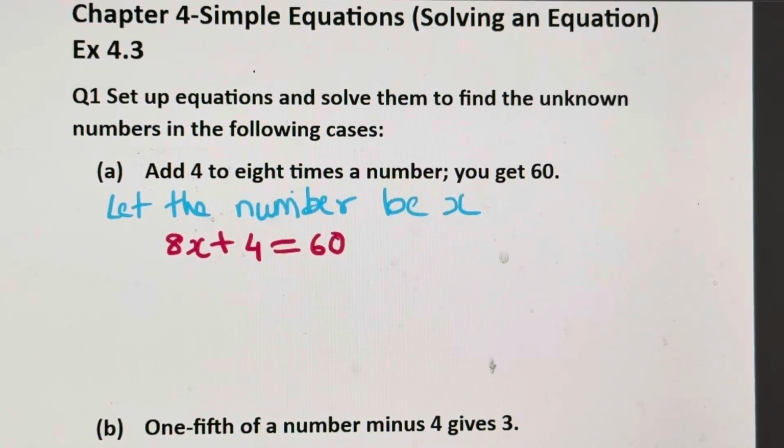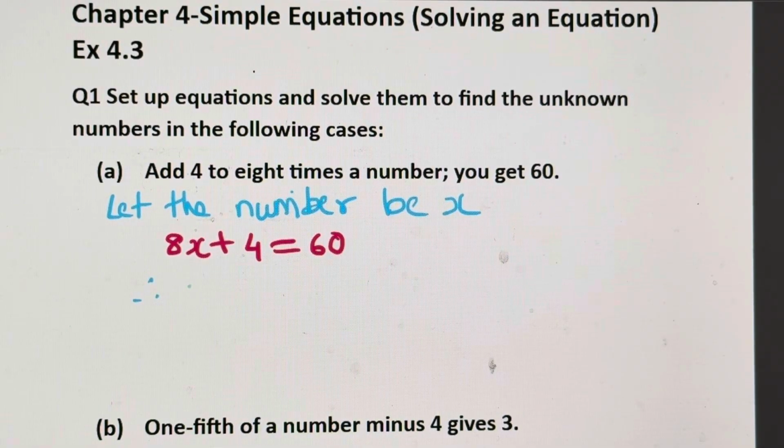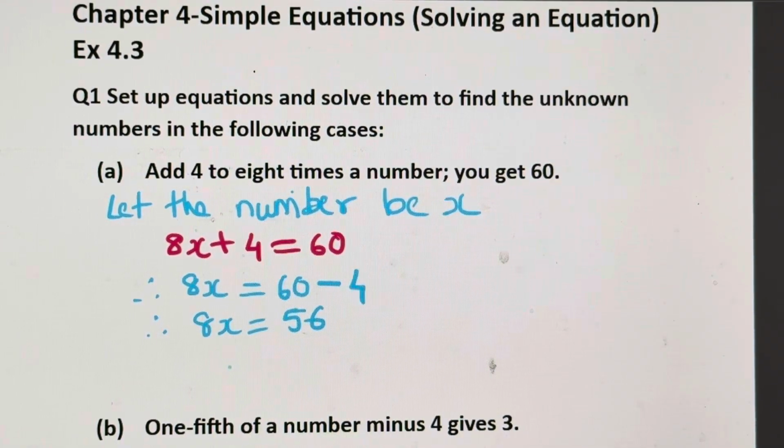Now we will solve this using transposition. First, we keep 8x over here and 60 as it is, both on the left hand side. What we are doing is changing the position of 4. We bring it on the right, we transpose it to the right side. So plus 4 becomes minus 4. 8x is equal to 60 minus 4. Then we solve it. 8x, 60 minus 4 is 56.